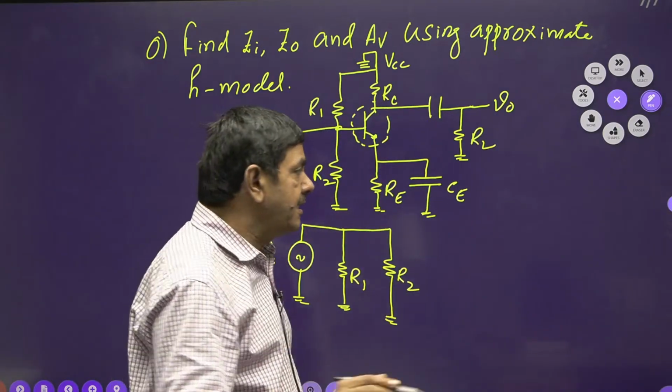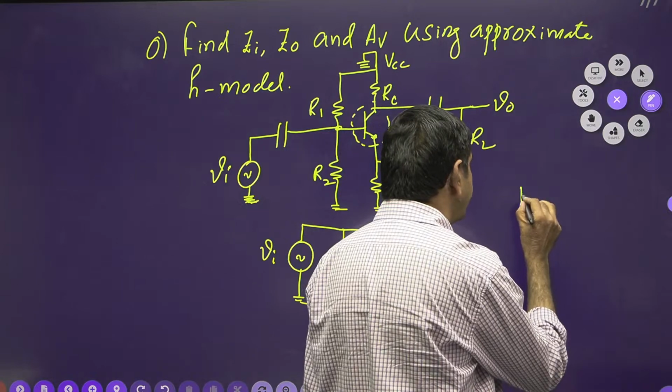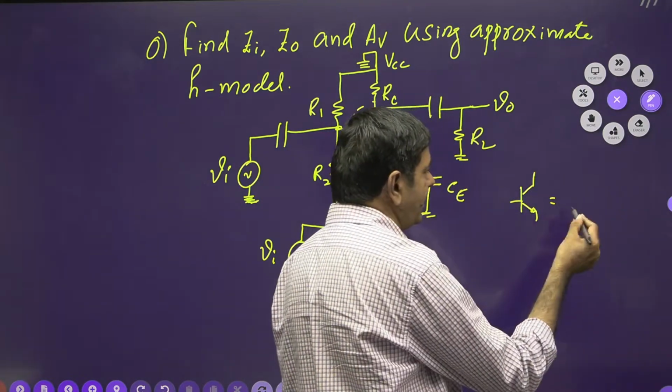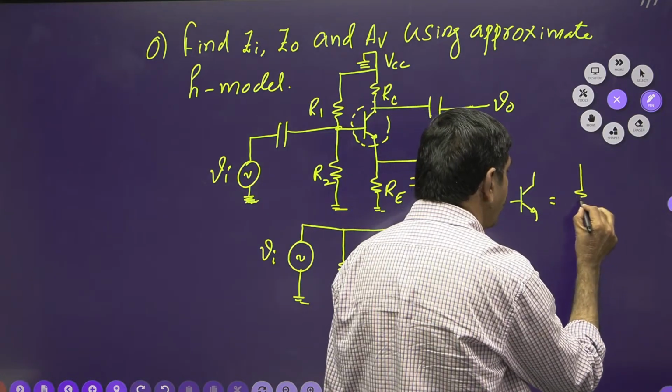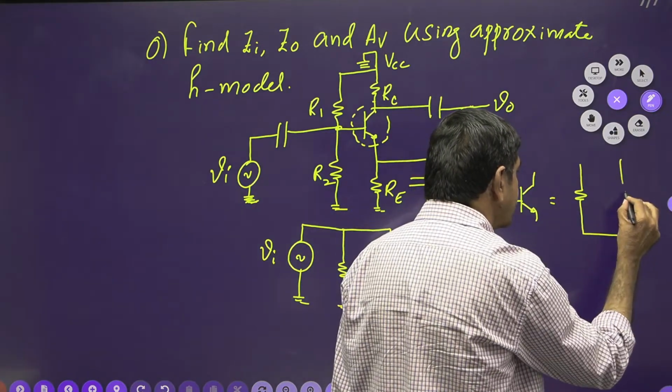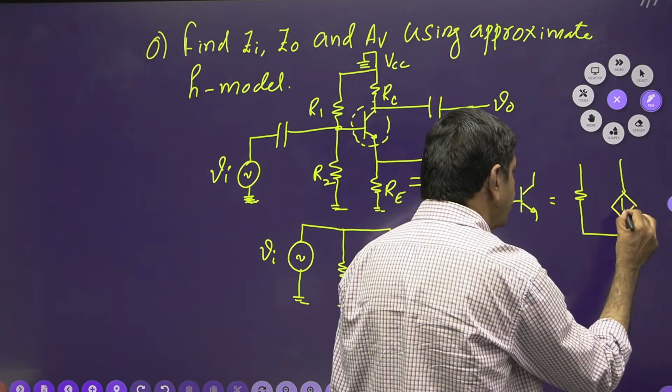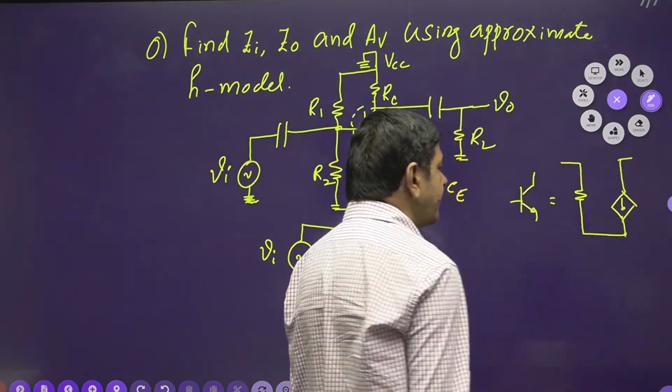Wherever a transistor is given, that's my point. If you are given any transistor, in the H parameter equivalent circuit you can draw it like this: one resistor with a current source. Just now I have drawn the approximate H parameter circuit. This is a must.